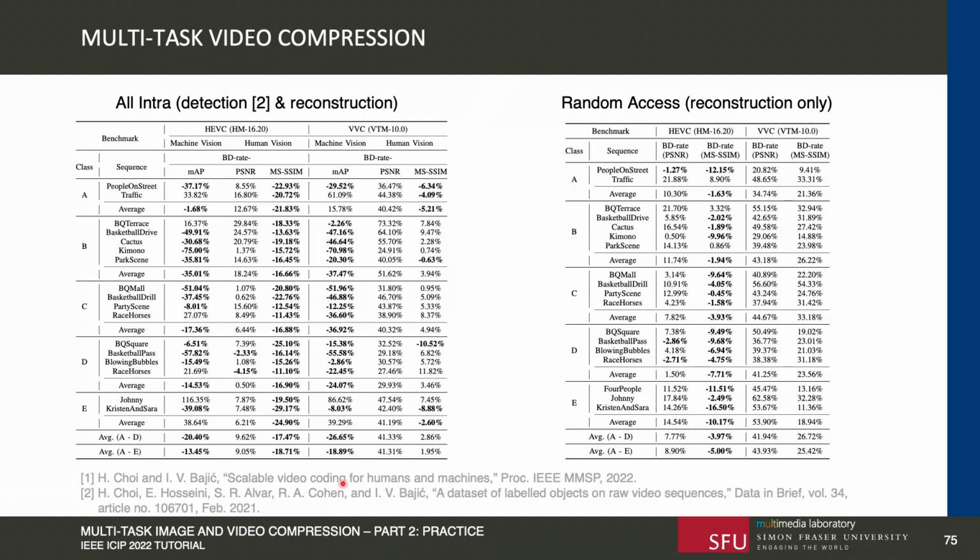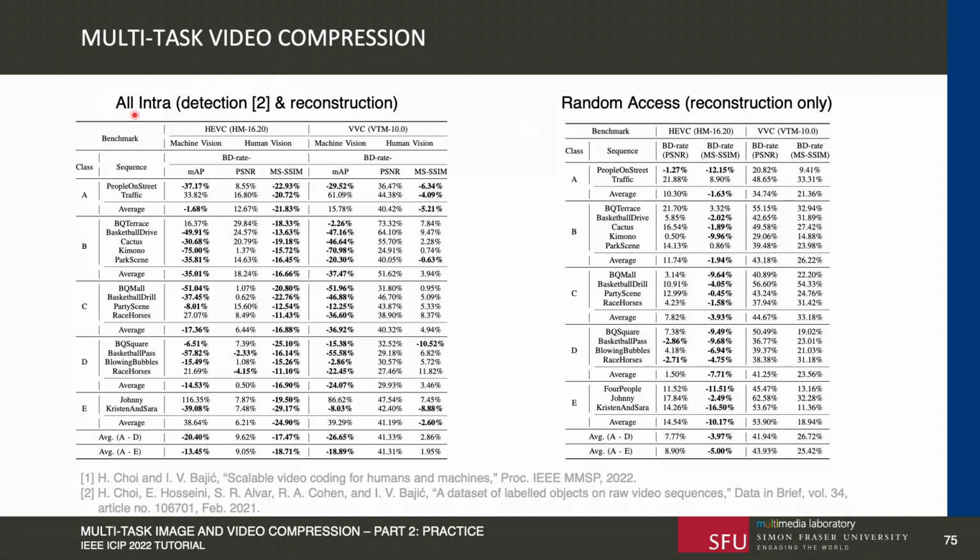Table on the left corresponds to the all intra-coding case, where we test both detection in the base layer of intraframes and reconstruction of those intraframes. And then the table on the right corresponds to the random access case, which involves interprediction, so that's only relevant to the input reconstruction task, namely human viewing.